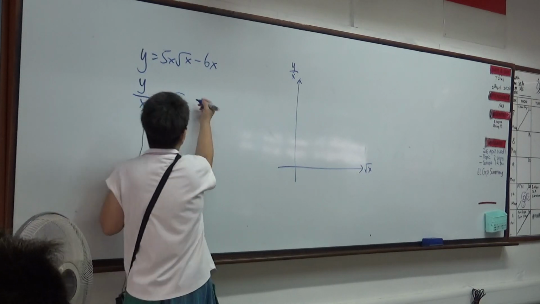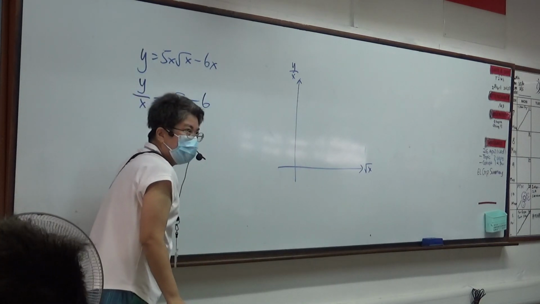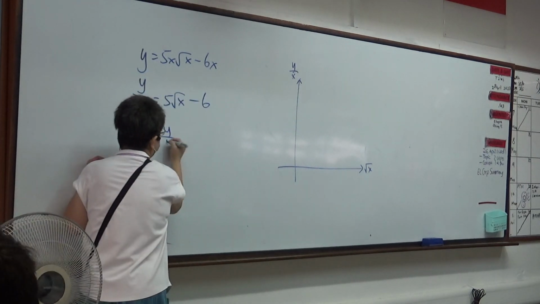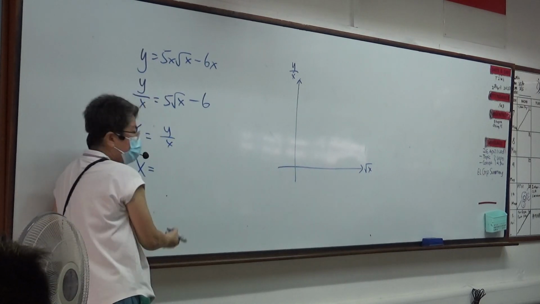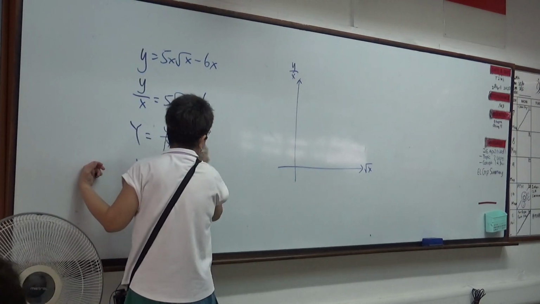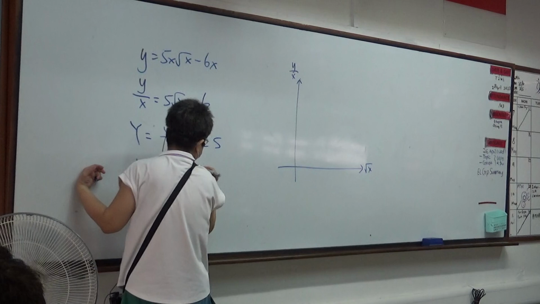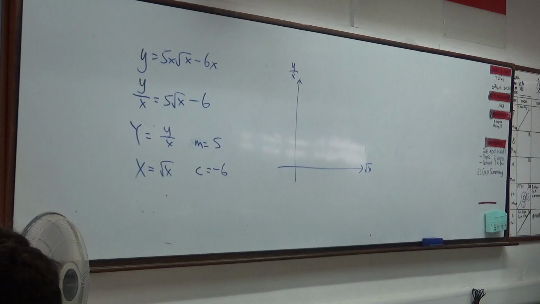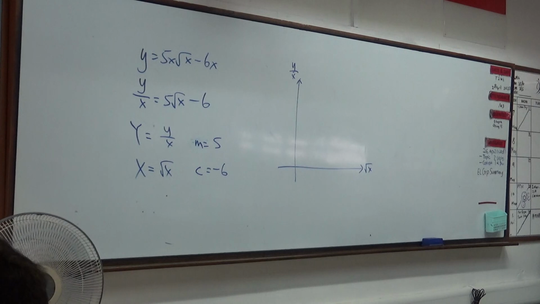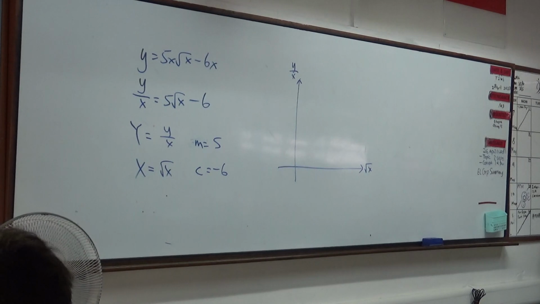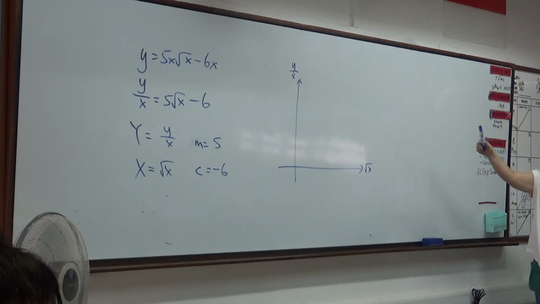5 root x then minus 6, right? Correct. Yes or no? What's my capital Y? Can someone tell me? It's y over x. What's my capital X? It's root x, right? What's my gradient, or what's my m? 5. What is my c? Negative 6. Agree, class? Yes or no, class? So you can see that I have already done it in this form. Everybody clear? Okay, now they work like this.